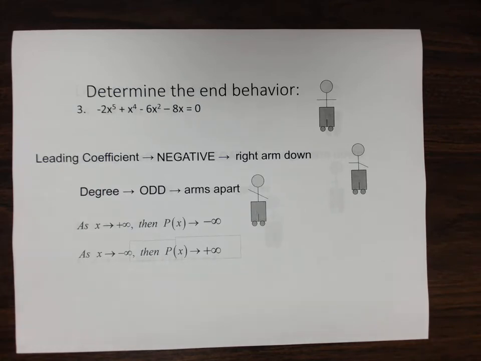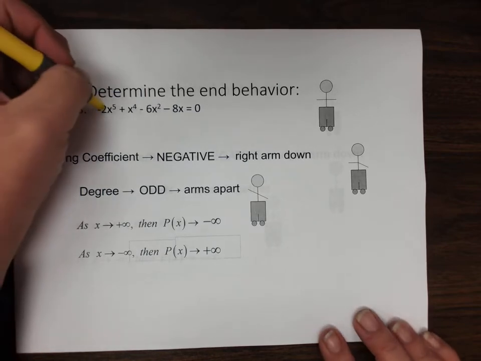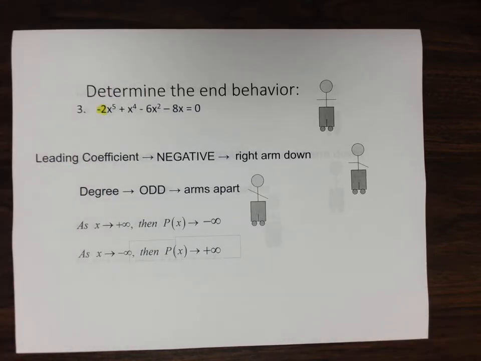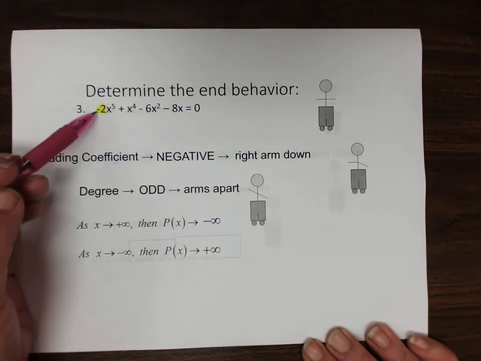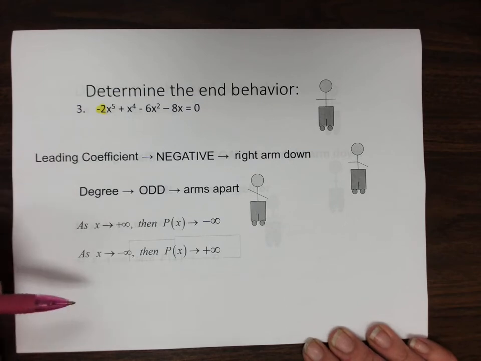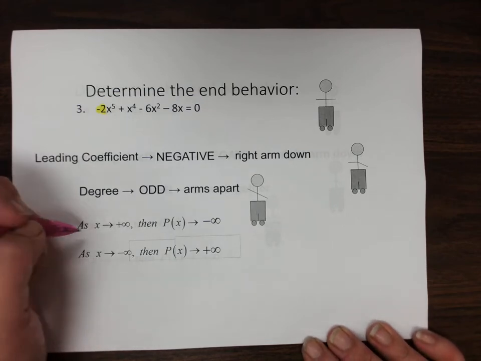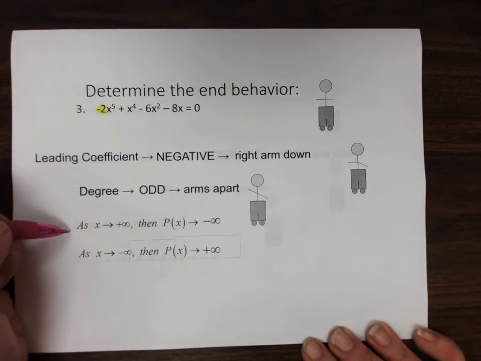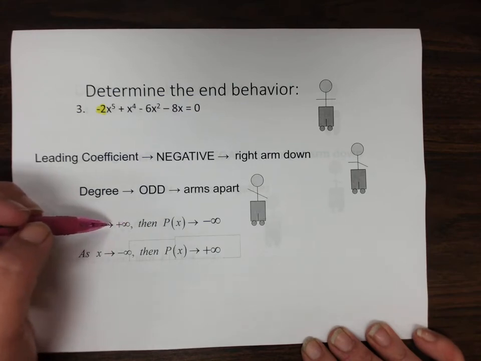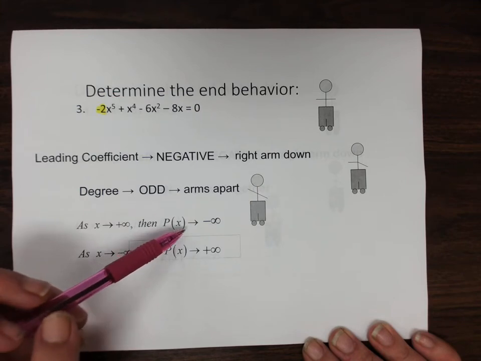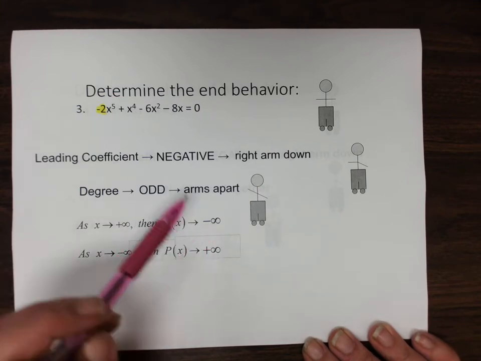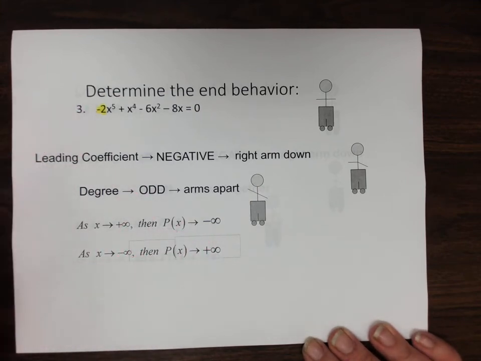Okay, now we have a new example. And our leading coefficient is negative, right? It's negative 2. So this tells me that this function, at least on the right side, is going to be going down, right? Because we have a negative coefficient. And that allows us to make this statement, right? As x approaches infinity, positive infinity, going off the right side of our graph, then p of x must approach negative infinity, because this is a negative leading coefficient.